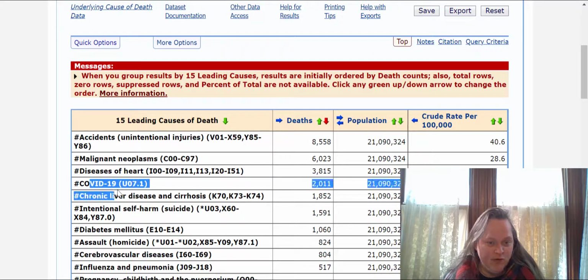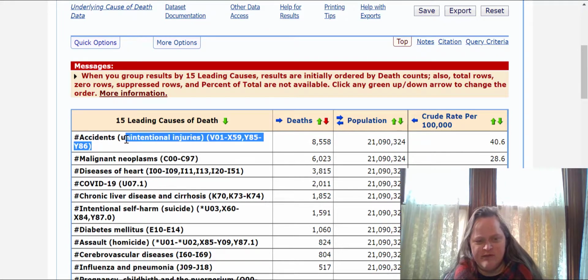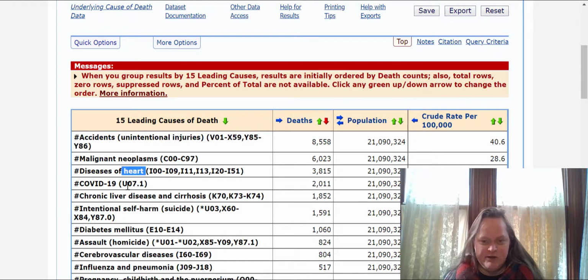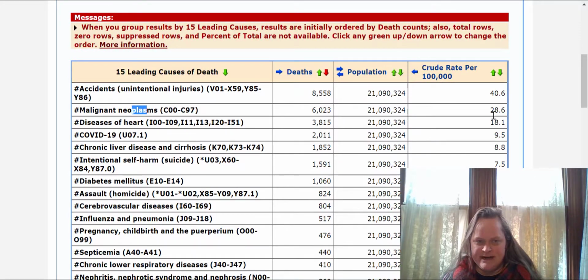So COVID was number 4. Accidents were pretty high. Now for that age group, that would be mainly car crashes and drug overdoses probably. Then cancer, then heart disease. They're not that old, so when you're not that old, you're expecting cancers to be higher than heart disease for deaths. It's also not a lot of deaths. So you look at this rate. It's giving us a crude rate.